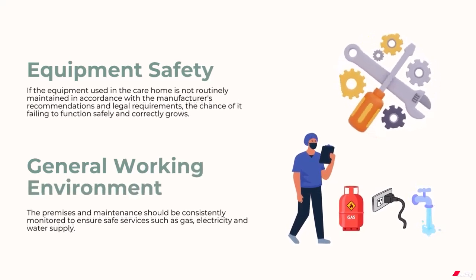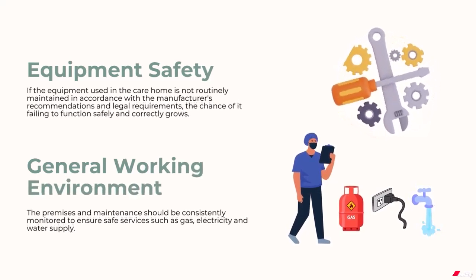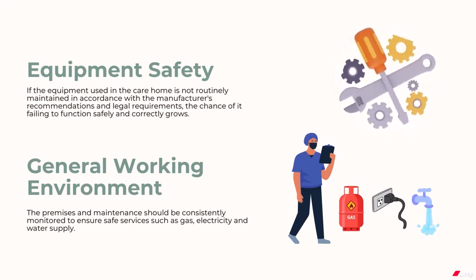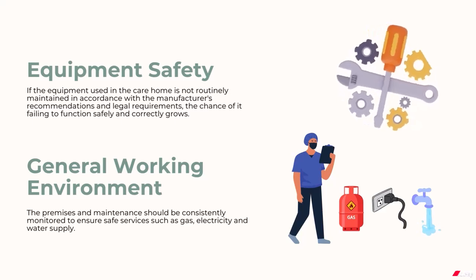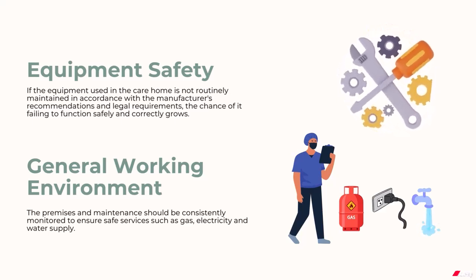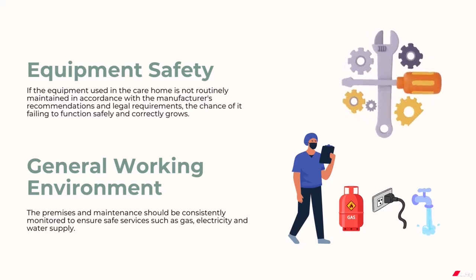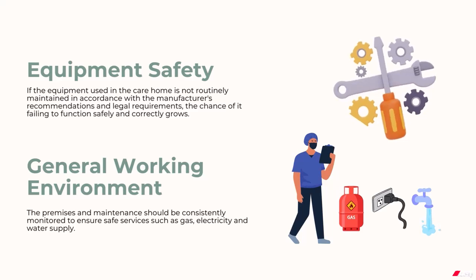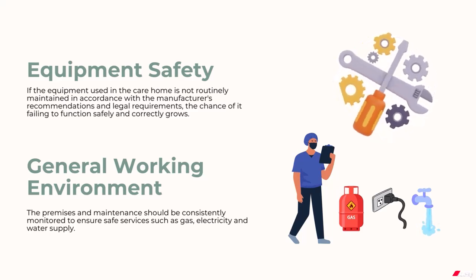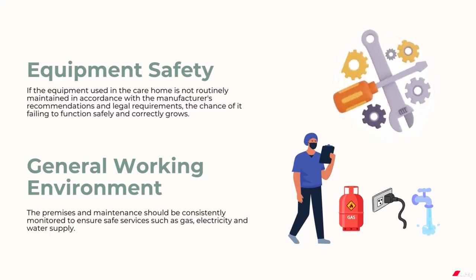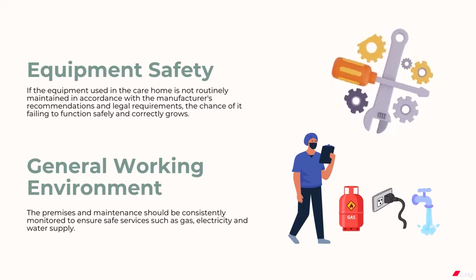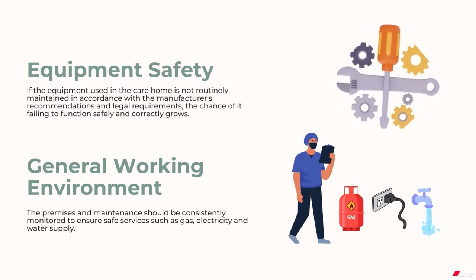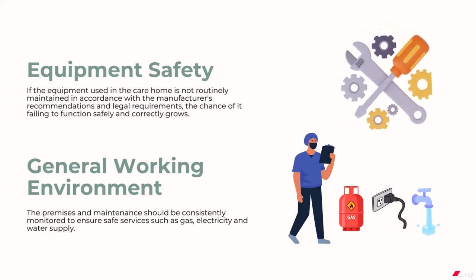Equipment safety. If the equipment used in the care home is not routinely maintained in accordance with the manufacturer's recommendations and legal requirements, the chance of it failing to function safely and correctly grows. General working environment. The premises and maintenance should be consistently monitored to ensure safe services such as gas, electricity, and water supply.